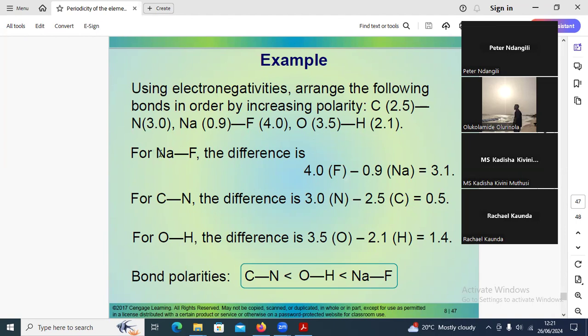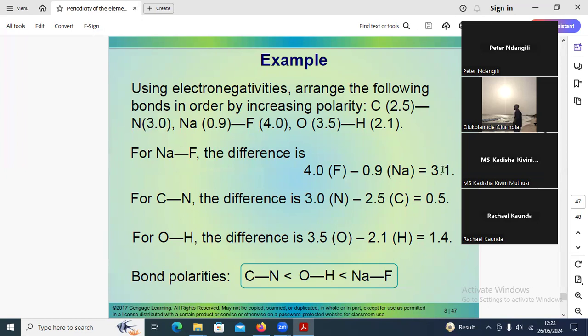You are given, for example, sodium and fluorine. The electronegativity for sodium is 0.9. That of fluorine is 4.0. When you get the difference, you are going to get 3.1. Carbon and nitrogen. Carbon is given here as 2.5. Nitrogen is given as 3. When you get the difference there, it is 0.5. For oxygen and hydrogen, you get the difference, you find that it is 1.4.